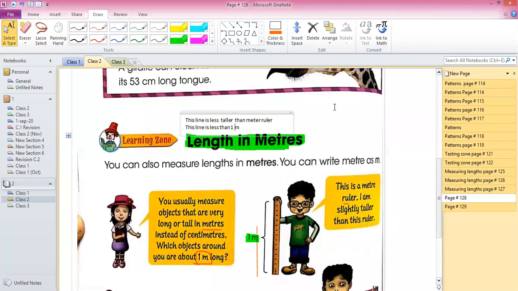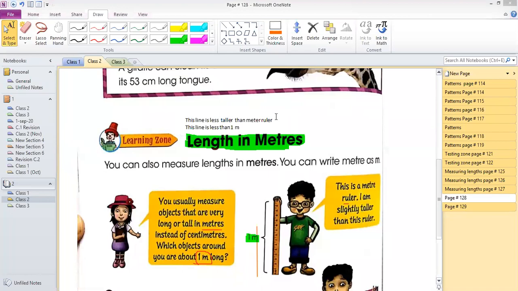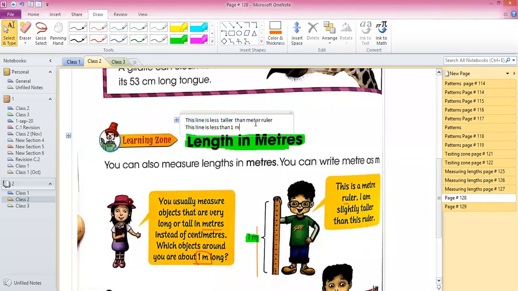So I can say that this line is less than 1 meter. So guys, in the practice zone, the exercise you will do, you have to identify whether an object is less than or more than 1 meter. Now I'm going to ask you questions and you have to reply to me. I will give you three options: less than, more than, or about. Then you have to tell me the answer.